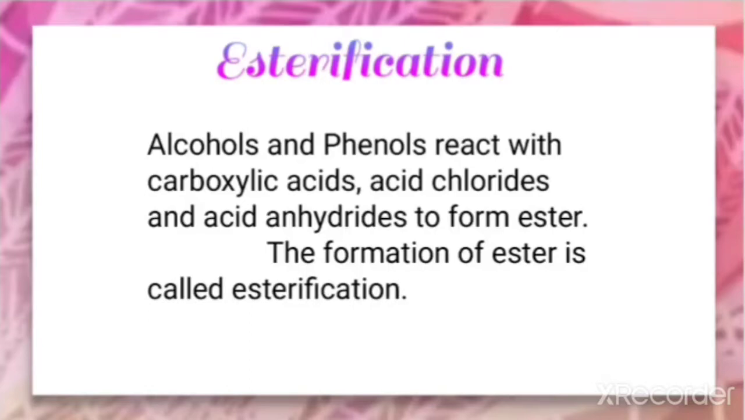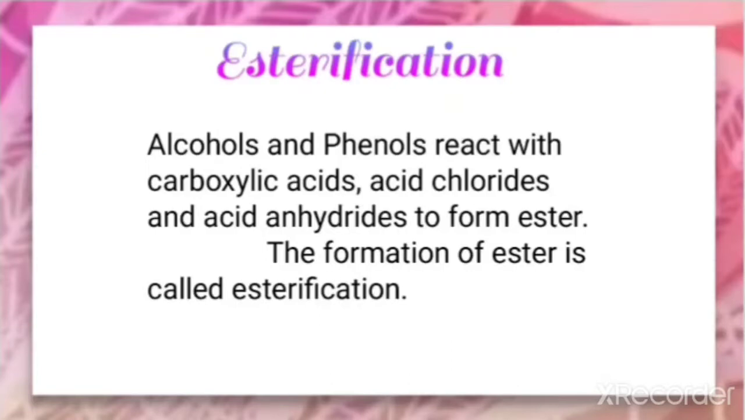It means that alcohols and phenols can react with these organic compounds like carboxylic acid, acid chlorides, and acid anhydrides to form a product that is an organic compound which is called ester. So, in short, how can we define esterification? The formation of ester is called esterification.